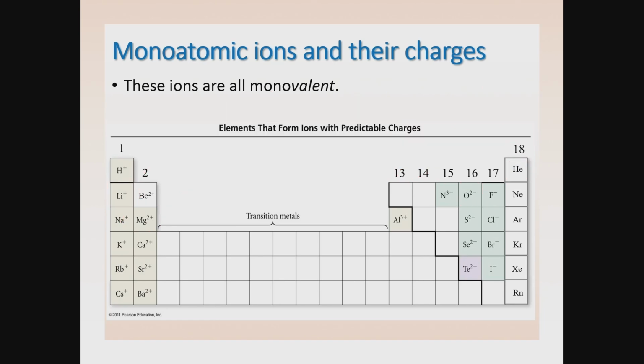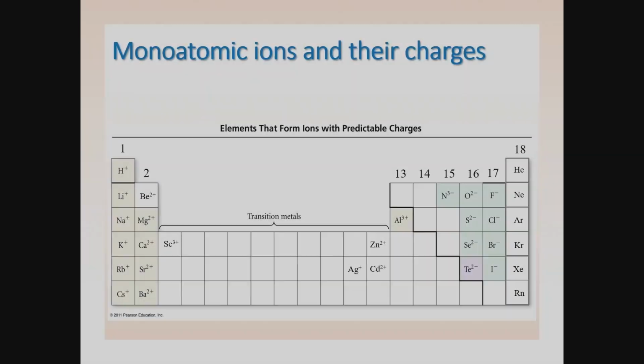Okay, so there's some additional monatomic ions whose charges you need to memorize, and so let me point those out. Scandium, when it becomes an ion, will have a 3+ charge. Zinc, when it becomes an ion, will have a 2+ charge. Silver, when it becomes an ion, has a single positive charge. And then cadmium, when it becomes an ion, will have a 2+ charge.